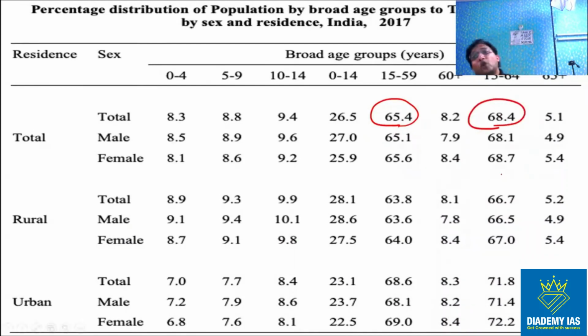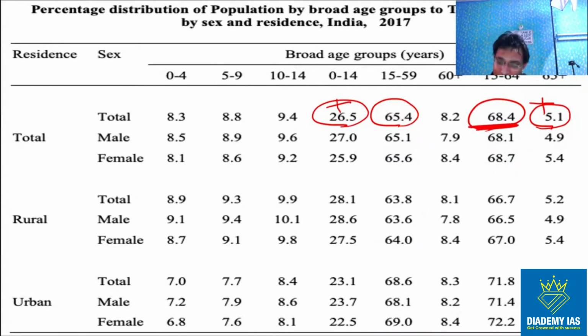So in the data, both data have been given to us. The government can use any of these data. Both the data has been given, okay? Between 0 to 14 we have 26, and 65 plus we have 5, right? So dependency ratio is 26 plus 5, that is 31%, and 68% is the working age population.